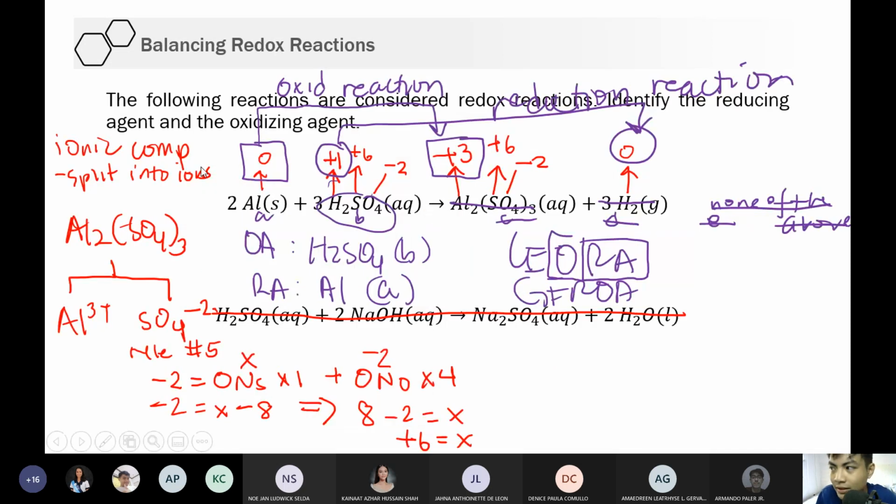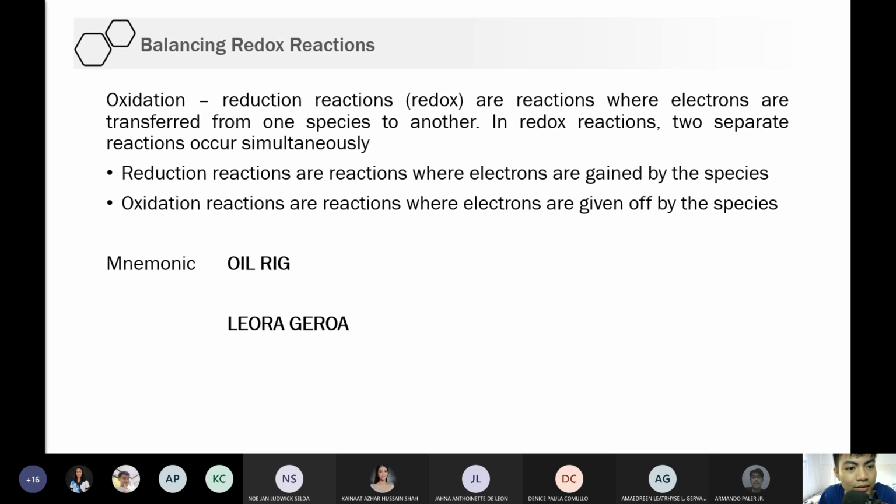Nakita nyo na yung sagot. Di ko pala na-erase. Teka lang. Erase ko muna yung pinagsusulat ko. Okay. So, ayan. Ito yung Anachem natin. Ganito rin PowerPoint natin sa Anachem, pero babaguhin ko lang yung design.